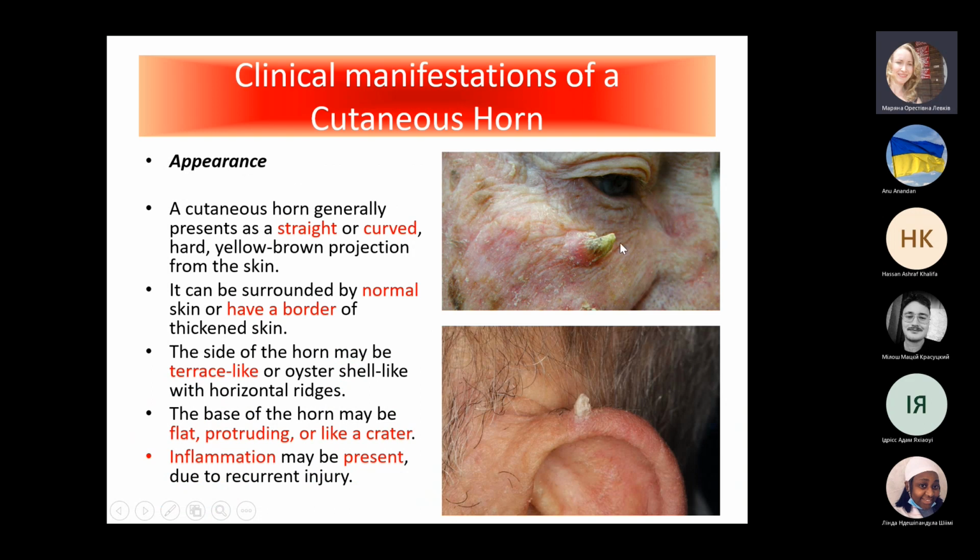Clinical manifestation. A cutaneous horn generally presents as a straight or curved, hard, yellow-brown projection from the skin. It can be surrounded by normal skin or have a border of scaly skin. The side of the horn may be terrace-like or oyster shell-like with horizontal ridges. The base of the horn may be flat, protruding, or like a crater. Inflammation may be present due to recurrent injury.